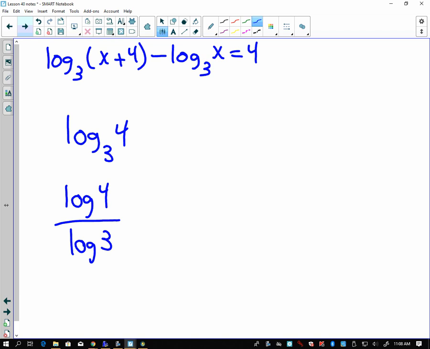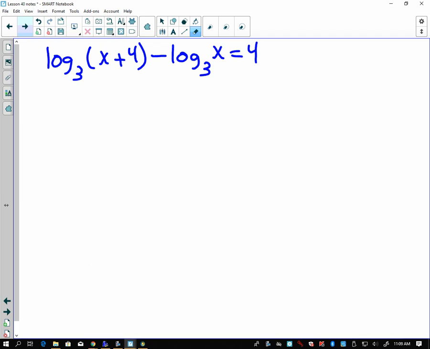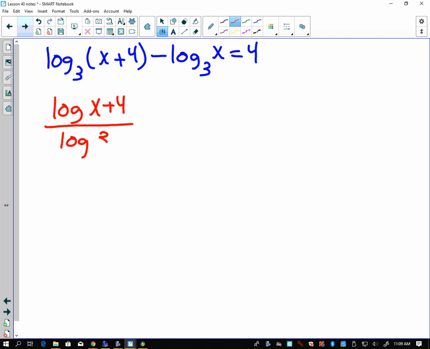Okay? So now they're both in the same base. All right, so we're going to do that same thing with this up here. We're going to rewrite this as log base 10 of x plus 4 over log base 10 of 3, minus log base 10 of x over log base 10 of 3, equals 4. What that allows me to do is notice I have 2 fractions here that have the same denominator.